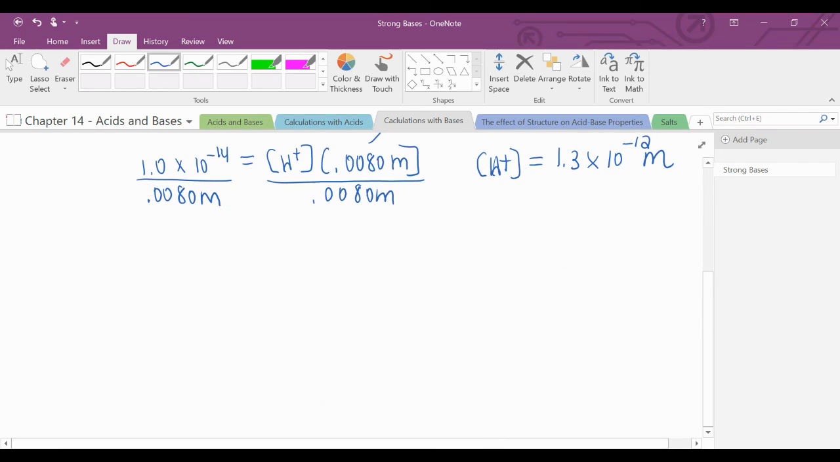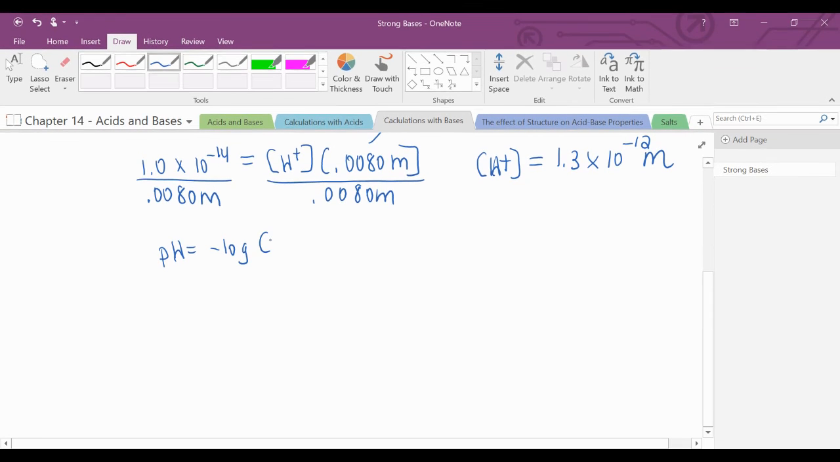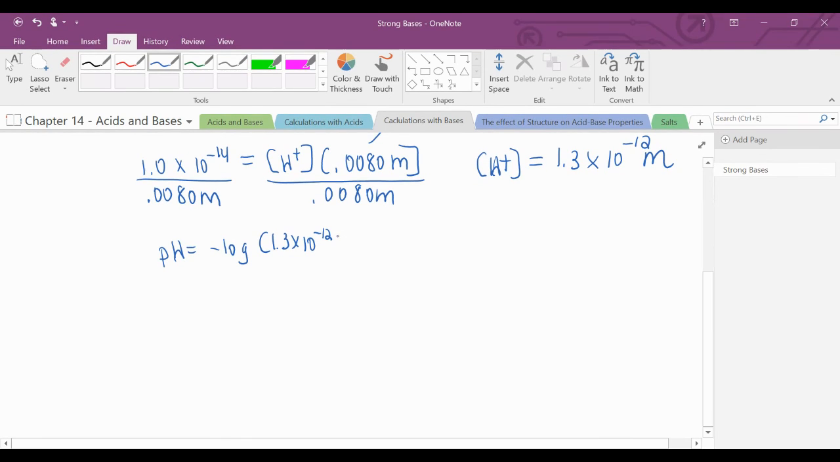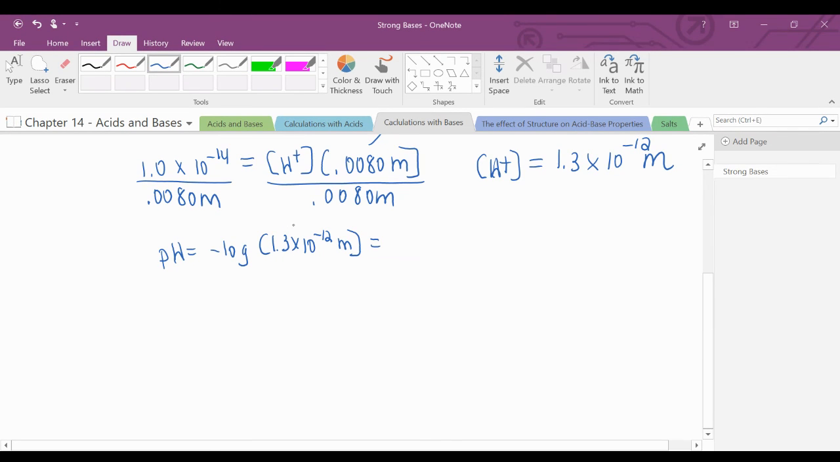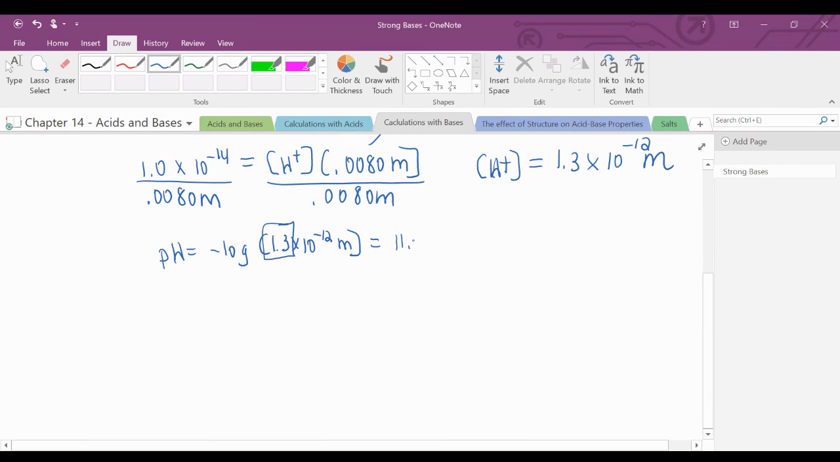Okay. All right, so now that I have hydrogen, let's find my pH. So we're going to take the negative log of 1.3 times 10 to the negative 12th molar. And my concentration has 2 sig figs, so my pH should have 2 decimal places. So once you chug out an answer, you should get 11.89.